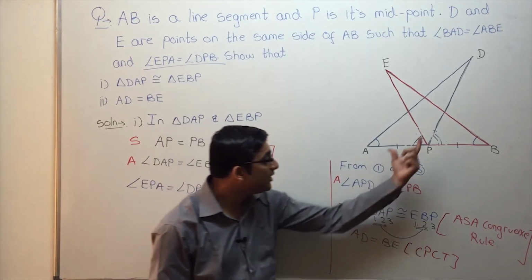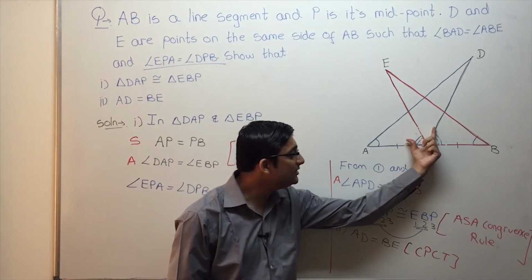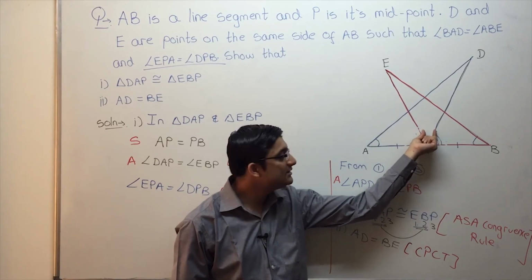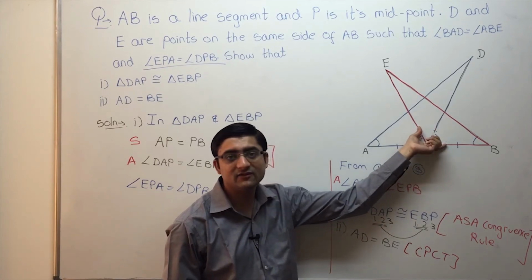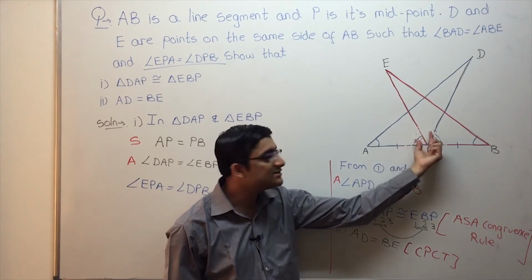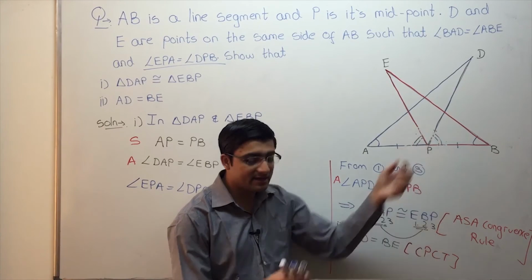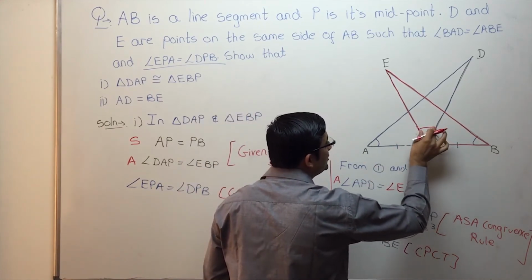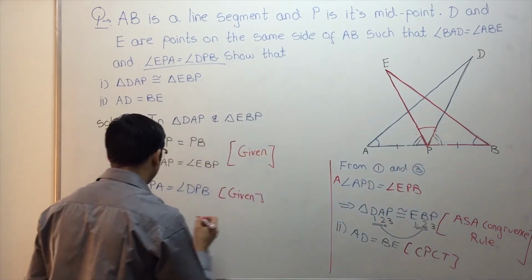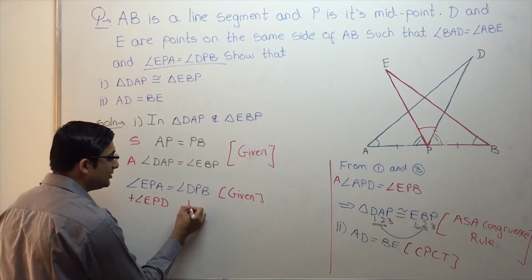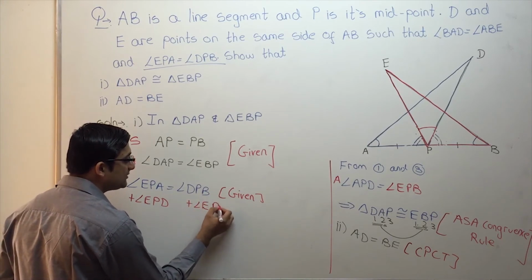Now what do I want? I want this entire angle over here. This entire angle is this angle plus this angle. Similarly, I want this entire angle over here. It is this plus this. So simply add this angle to both the sides. What is this angle? Angle EPD. That is this over here, the common angle, right? So add this angle EPD. Whatever we do on one side of the equation, we do the same thing on the other side. So add this angle to both sides of the equation.